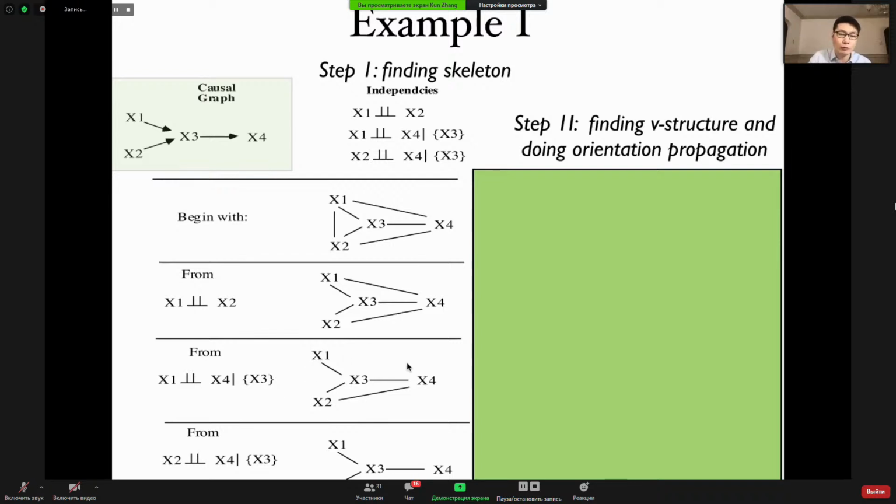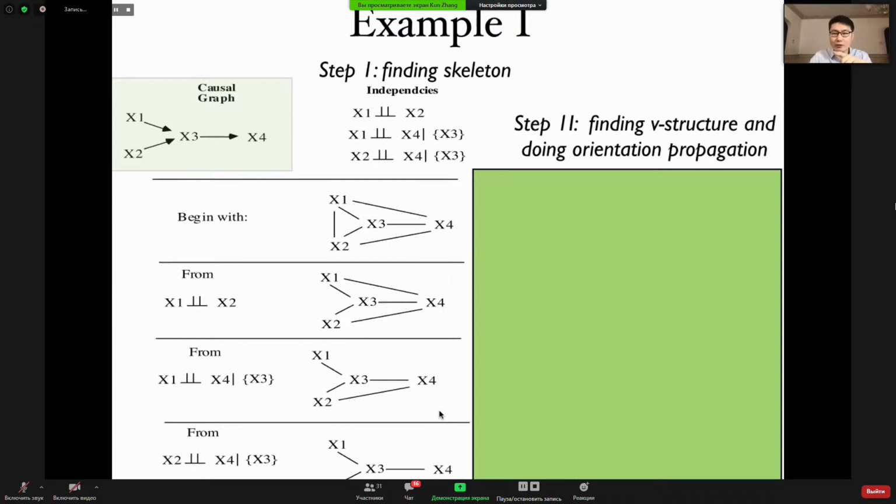And then we see when 1 and 4 are independent, given 3, we get rid of this edge. And furthermore, we see 2 and 4 are conditionally independent given 3, and we can get rid of this edge. And then, according to the PC procedure, we will stop, because for PC, every time we just need to condition on a subset of the adjacent variables. Now it's enough. We don't have to condition on 2 variables. So we'll stop here. This is the first step. We just found the skeleton of the causal graph.